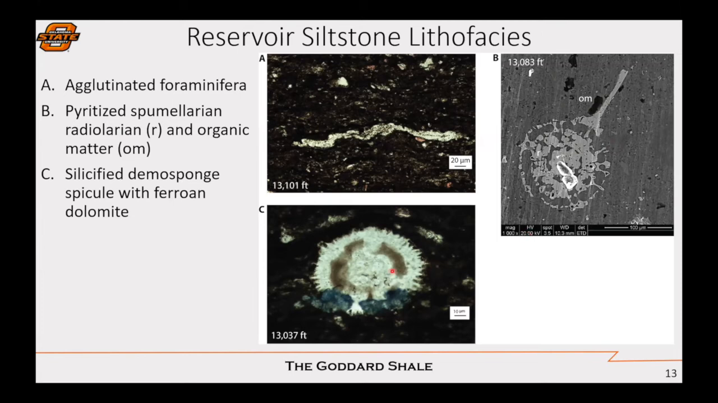And then figure C is another thin section photomicrograph that's showing a silicified sponge spicule with ferroan dolomite. And these thin sections were stained with alizarin red and potassium ferricyanide.